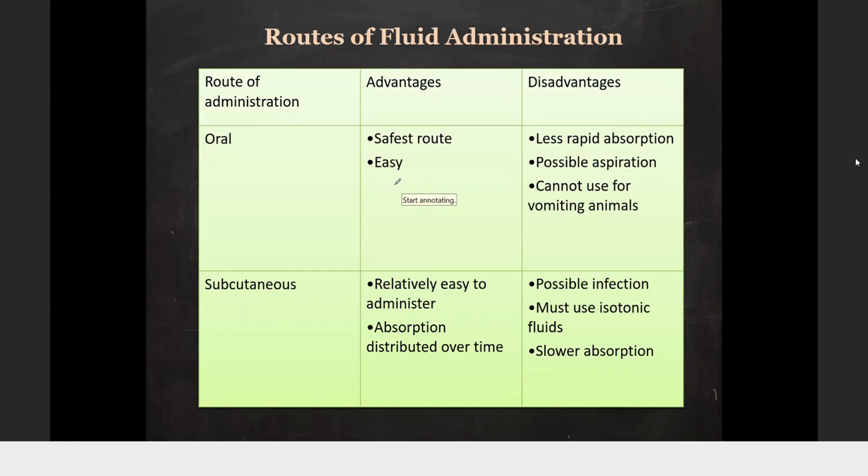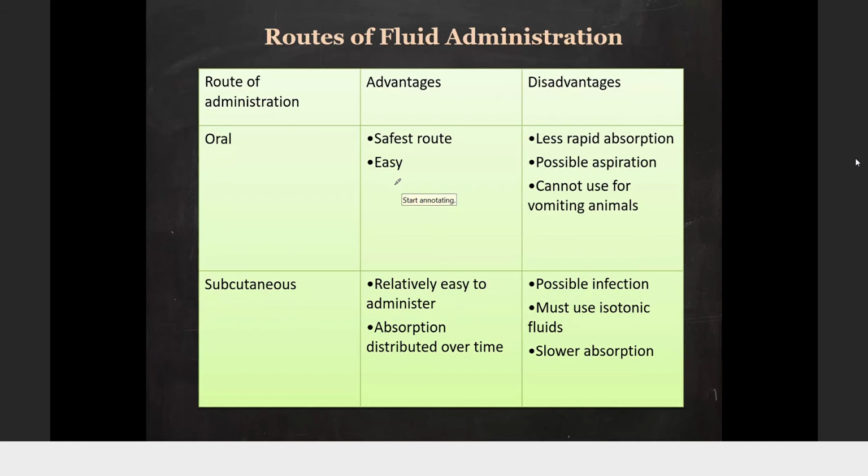All right. Next is subcutaneous. Okay, it's relatively easy to administer if you know how to locate the subcutaneous area. Unless you don't know what the subcutaneous area is in a cat or in a dog, then you have a problem giving this. So for absorption, it is distributed over time, with very evenly distributed absorption. The period of absorption is longer.